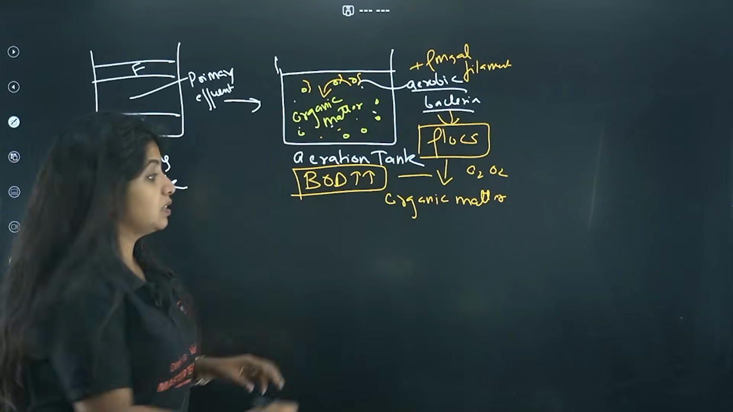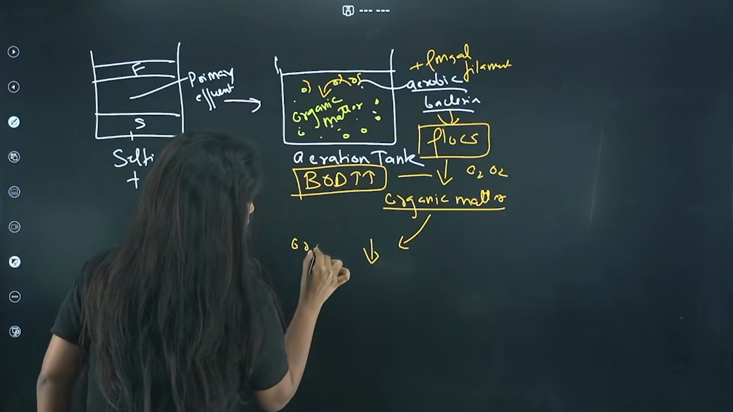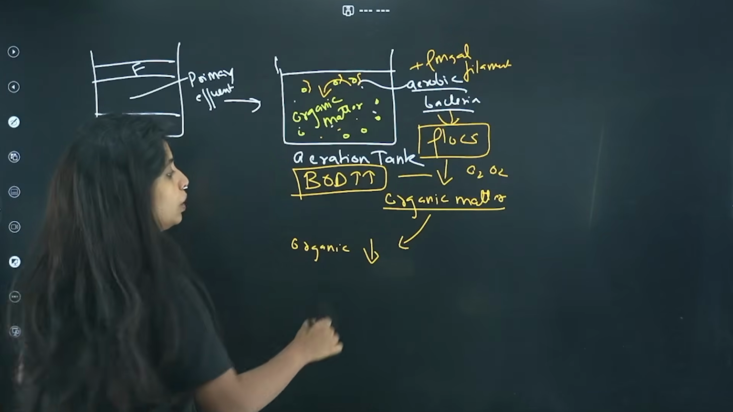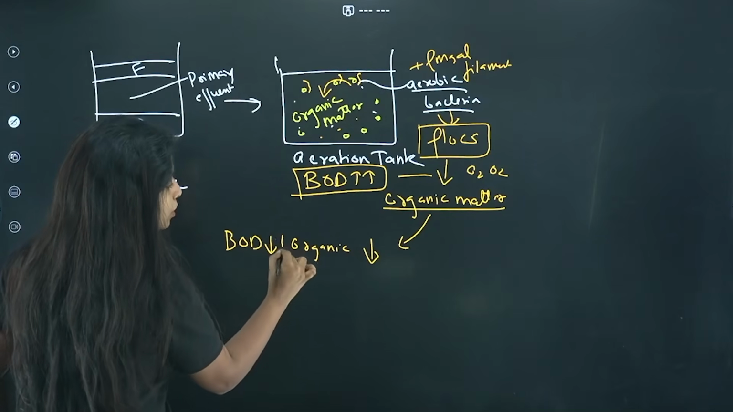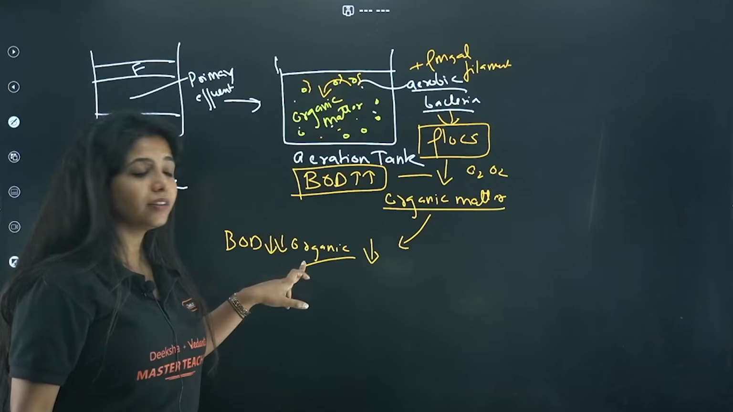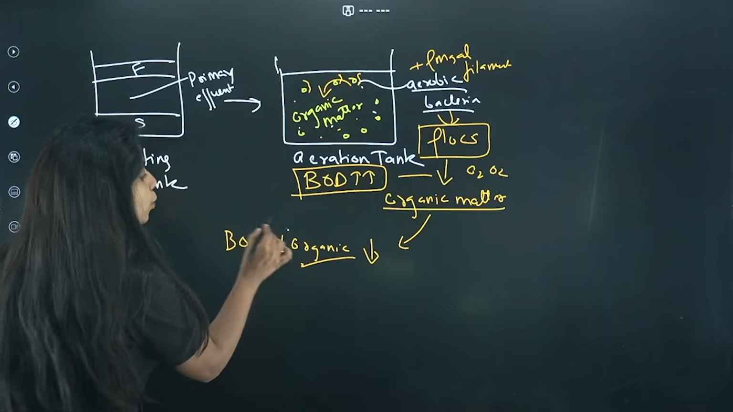Now, once the organic matter, my dear children, is reduced, do you need the same amount of oxygen now? No, ma'am, which is why we say the BOD is less. BOD goes less because the oxygen demand has become lesser when organic matter is not there. You get it? So you have to work until the BOD is less.